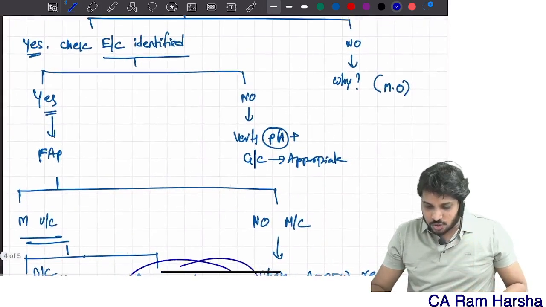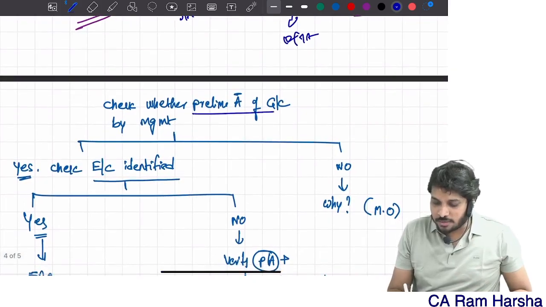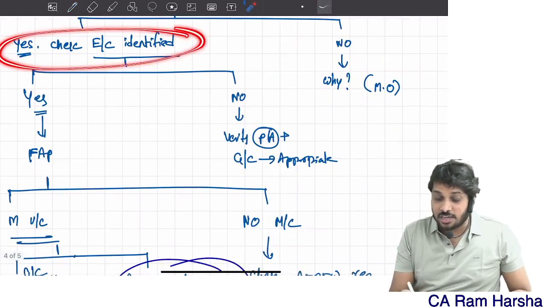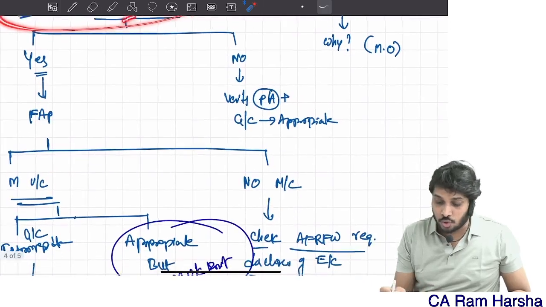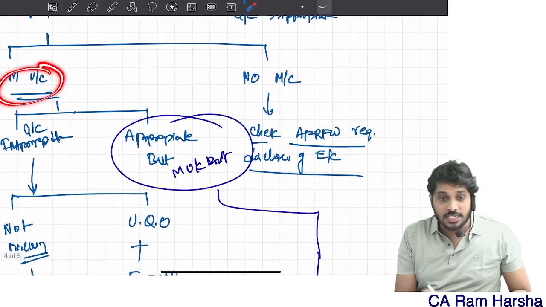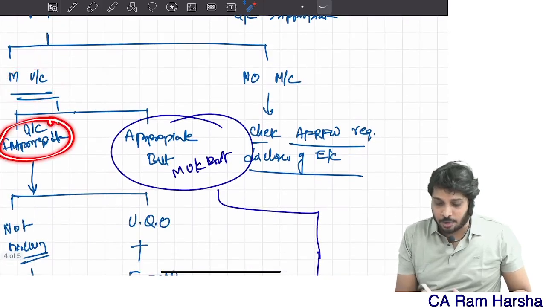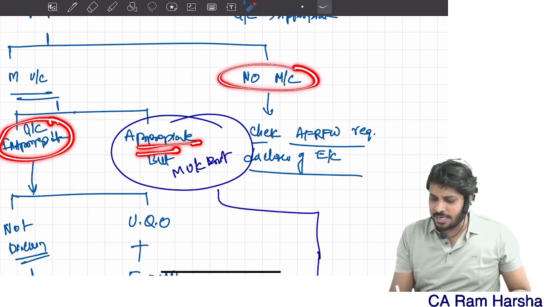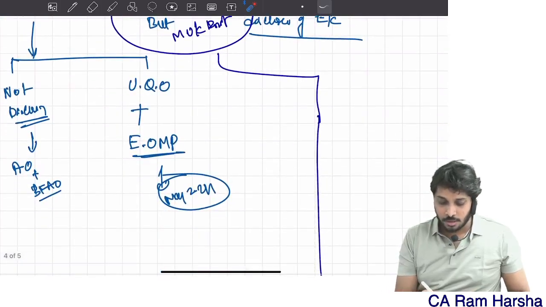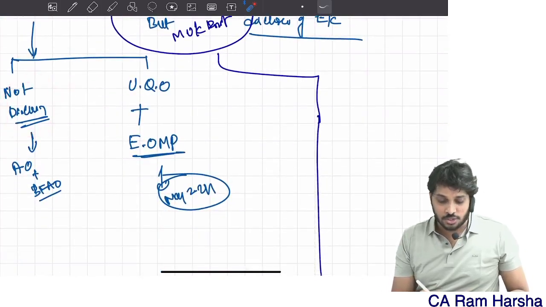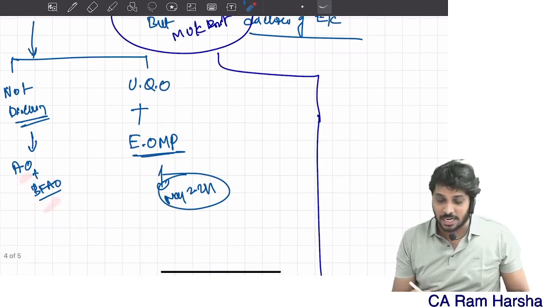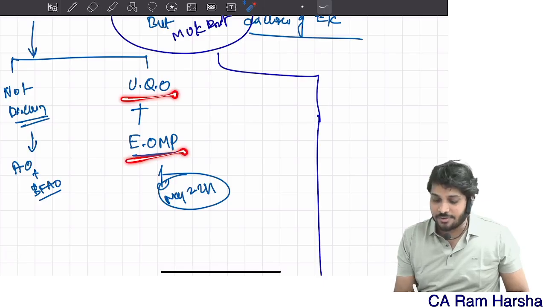First the auditor has to check whether management is doing a preliminary assessment. If yes, check whether events and conditions are identified. If so, perform further audit procedures. If there is a material uncertainty, see whether going concern is inappropriate or still appropriate. No material uncertainty: check the requirements of the framework, whether disclosures are made. Suppose going concern is inappropriate and not disclosed in financials: adverse opinion. Disclosed in financials: unqualified opinion with emphasis.